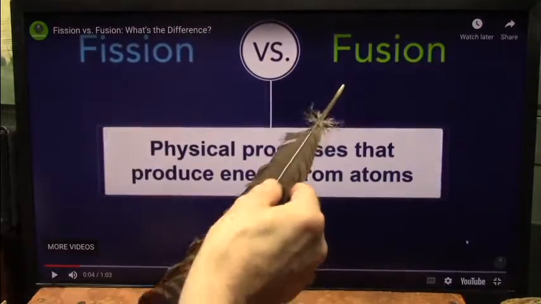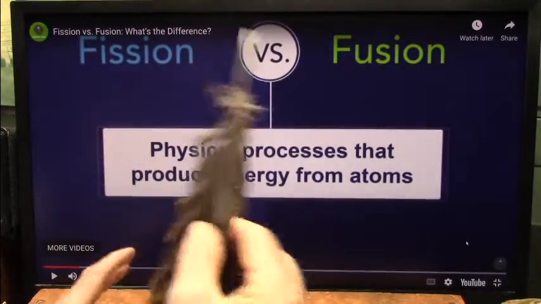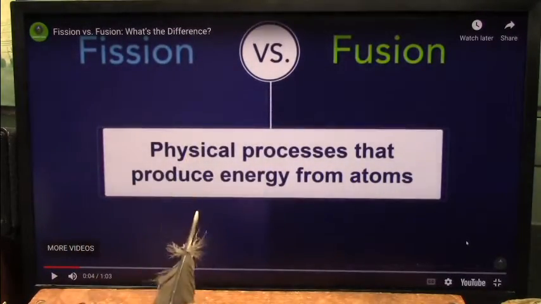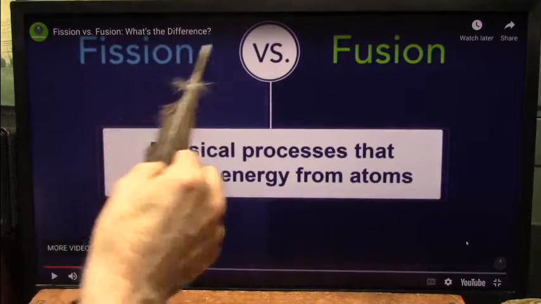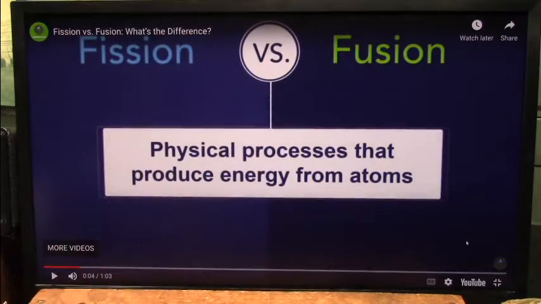All right. And we can do this right now. Okay, my friends, we know we need fusion to power the planet, and we can do this without having the problems they're going to show right now. We need fission to create fusion. Let's watch what they have to say.